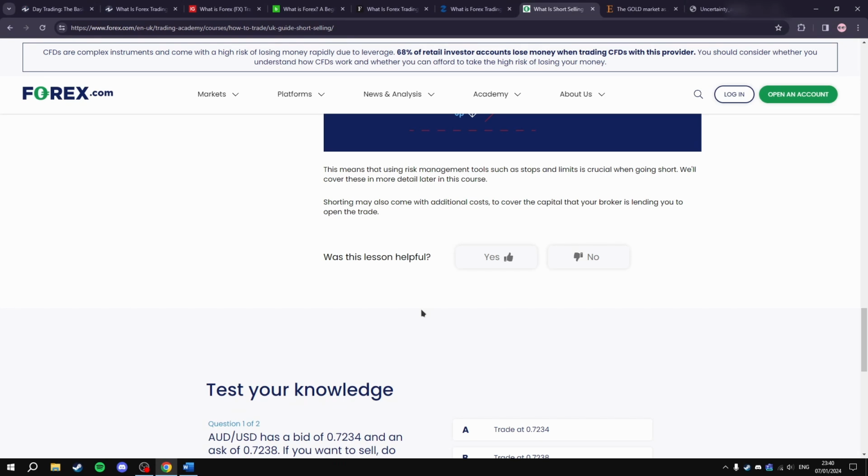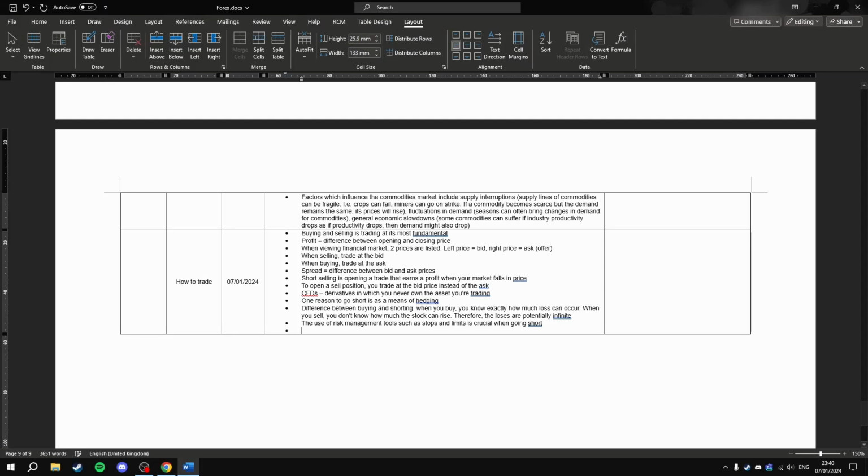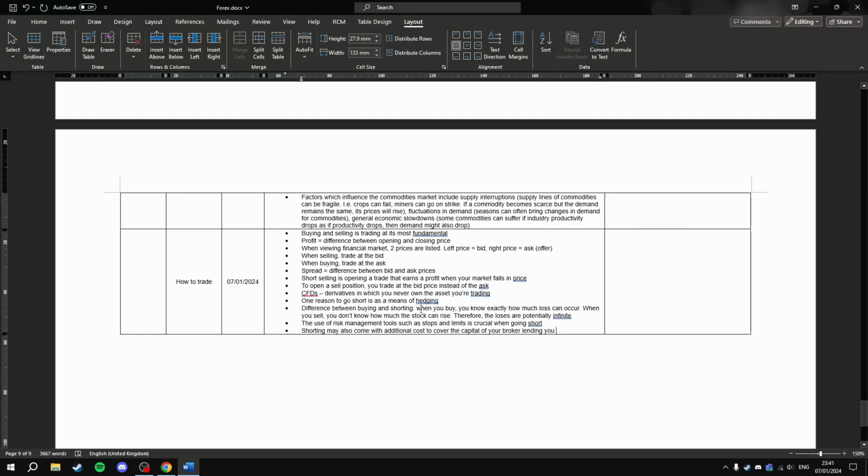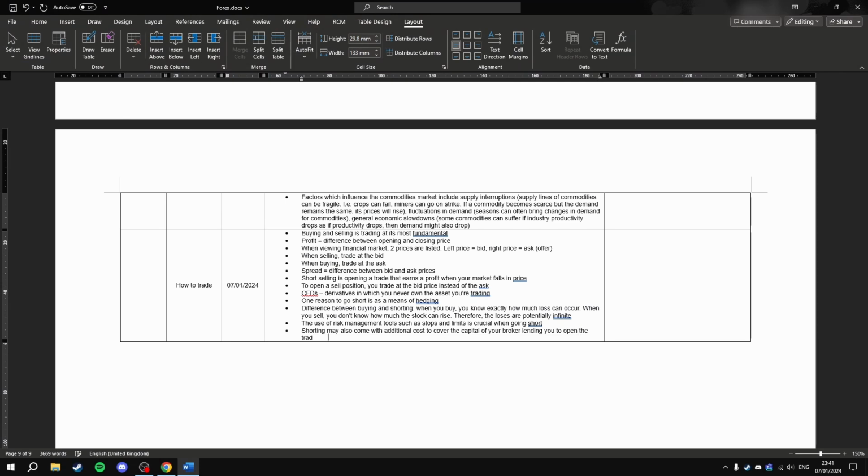Shorting may also come with additional costs to cover the capital that your broker is lending you to open the trade.